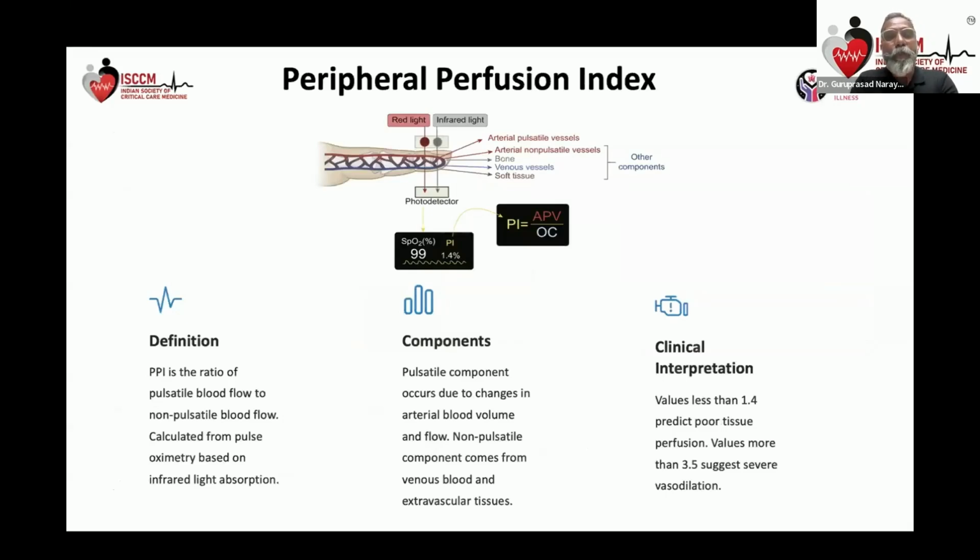Another device which you can use is an infrared based device, similar to a pulse oximeter, where the device differentiates between pulsatile and non-pulsatile flow. If the ratio of pulsatile versus non-pulsatile flow is less than 1.4, it is a poor predictor, and it says that there is poor tissue perfusion.